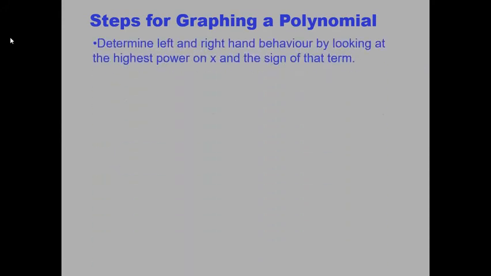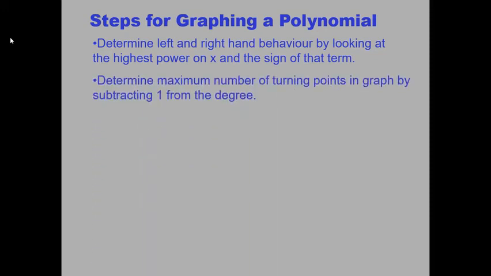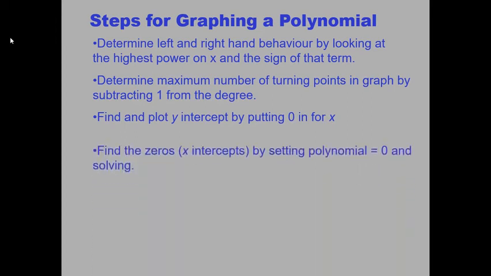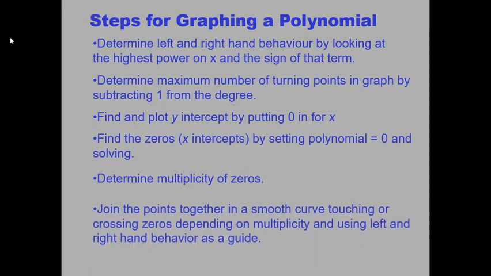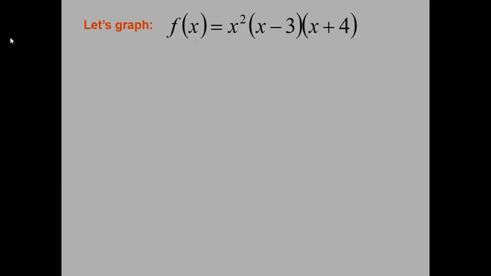Steps for graphing a polynomial. Determine the left and right-hand behavior by looking at the highest power on x and the sign of that term. Determine the maximum number of turns in the graph by subtracting 1 from your degree. Find and plot the y-intercept by putting 0 in for x. Find the zeros, the x-intercepts, by setting the polynomial equal to 0 and solving. Determine the multiplicities of the zeros. Join the points together in a smooth curve, touching or crossing zeros depending upon the multiplicity and using left and right-hand behavior as a guide.